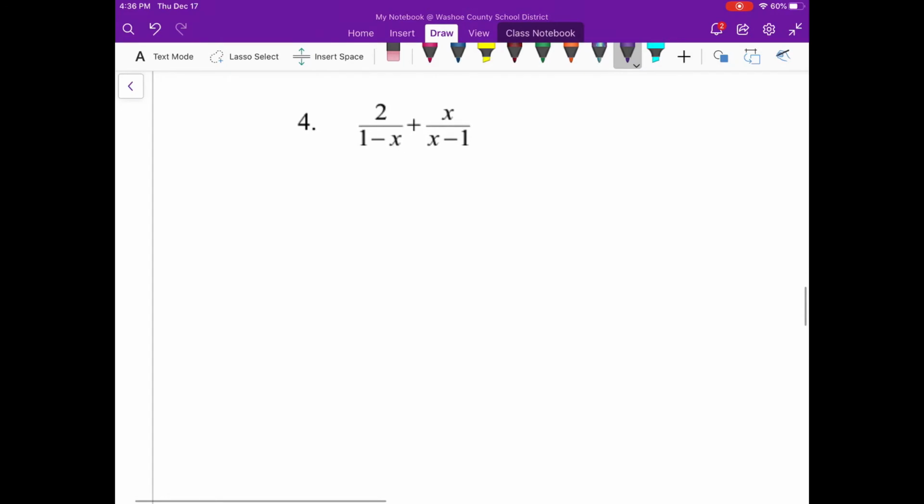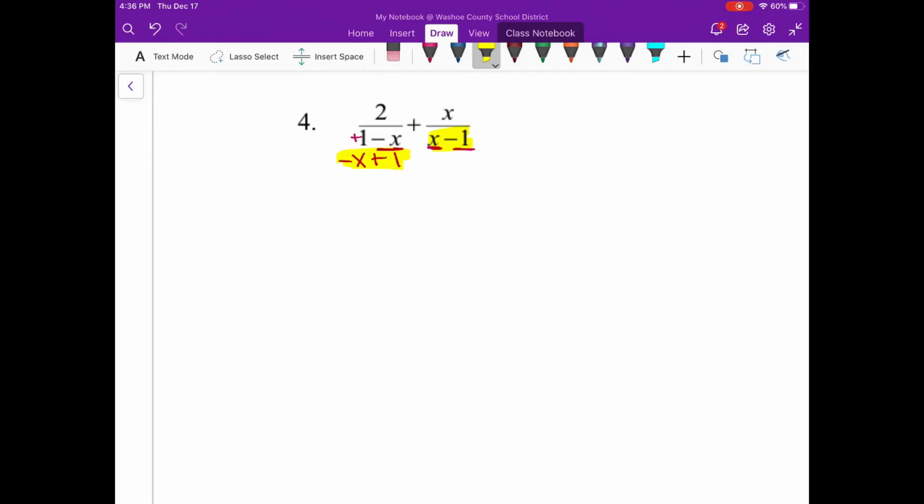Okay, number 4. So number 4, it would help if I rearrange the way that the denominator is written here. If I rearrange this so that the x is first and then my number, so I would write this as a negative x because you bring the sign with you, and this is a positive 1. Looking at these denominators, I haven't changed anything, I'm just rearranging it.